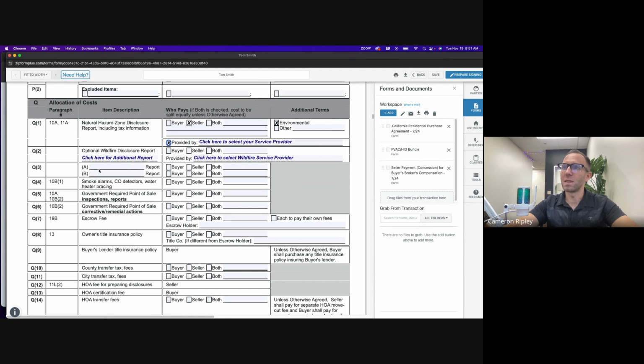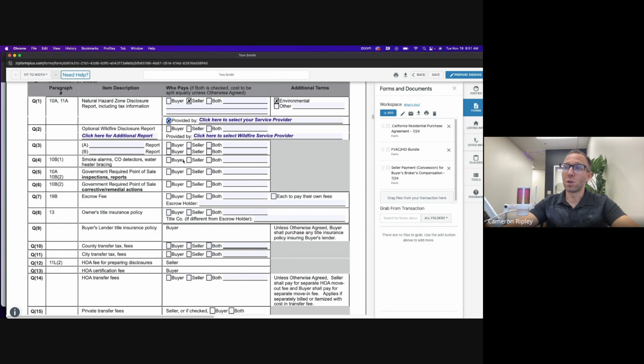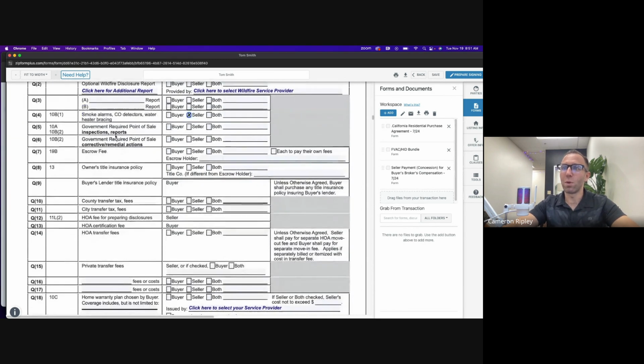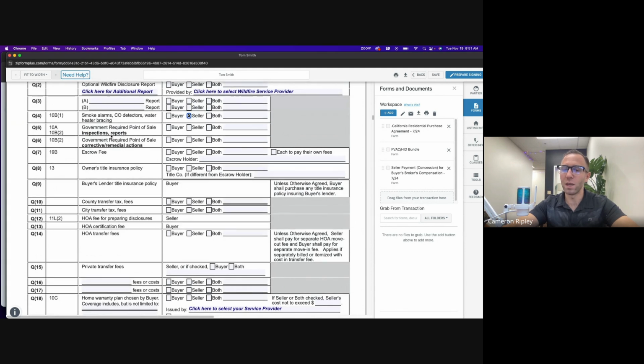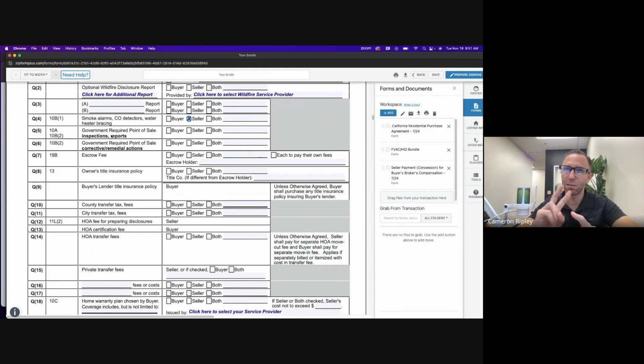Sure. This is if you were to put anything else, but I always put for me, carbon monoxide detectors, water heater bracing, and smoke alarm detectors because they should do that. I mean, it's like the law pretty much. Government required point of sale inspection reports have to do with places like Davis and Berkeley and one other place in California that they require low flow shower heads and stuff like that.